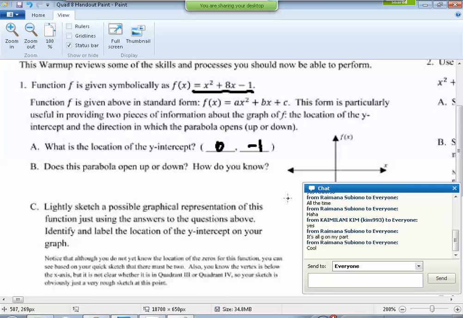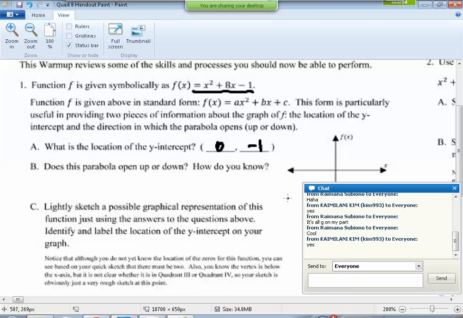Now, before we do anything, by the way, I'm just curious to know, do you guys remember what form this is called? It's called standard form. It's kind of useless, but it is useful for finding the y-intercept. And it also will tell you one other thing. Does this thing open up or down? How do you know? Because the x squared doesn't have a negative in front of it.